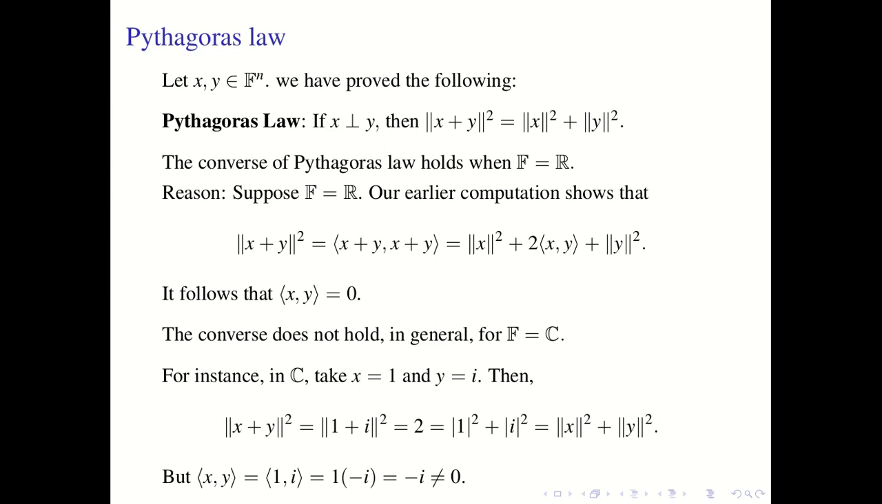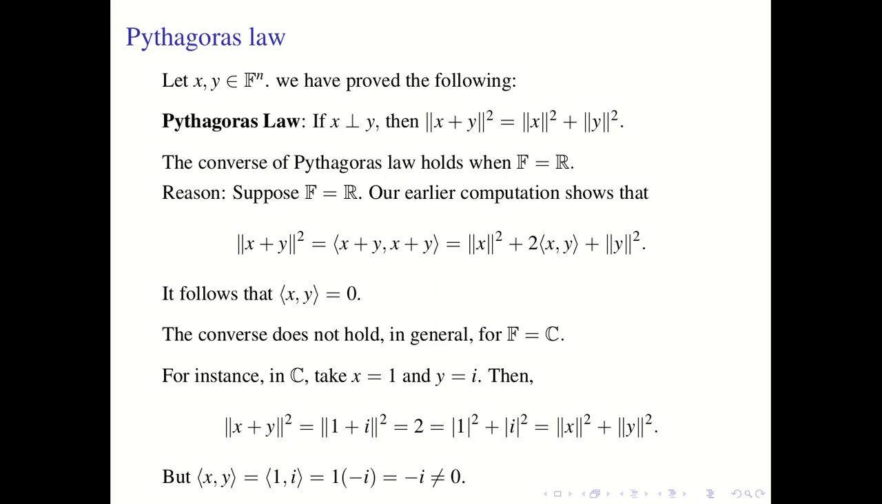You can easily see what the reason is. If you look at the expansion of inner product x plus y with itself, it is norm x square plus inner product xy plus inner product yx plus norm y square. Inner product yx is the same as inner product xy bar when x and y are in Cn. Therefore, the sum of these two terms gives you twice the real part of inner product xy.